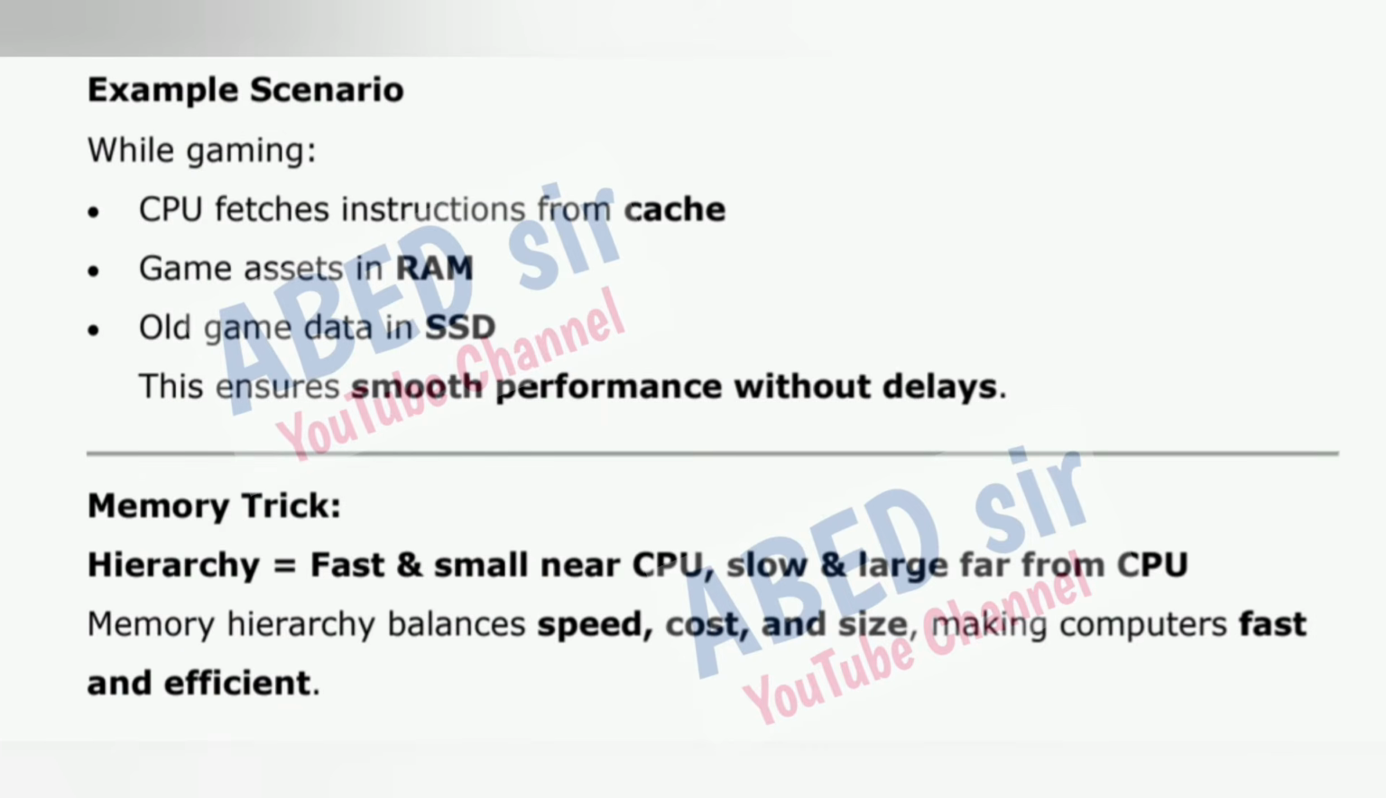Example scenario: while gaming, the CPU fetches instructions from cache, game assets are in RAM, and old game data is in the SSD. This ensures smooth performance without delays. Memory trick: hierarchy equals fast and small near the CPU, slow and large far from the CPU. Memory hierarchy balances speed, cost, and size, making computers fast and efficient.